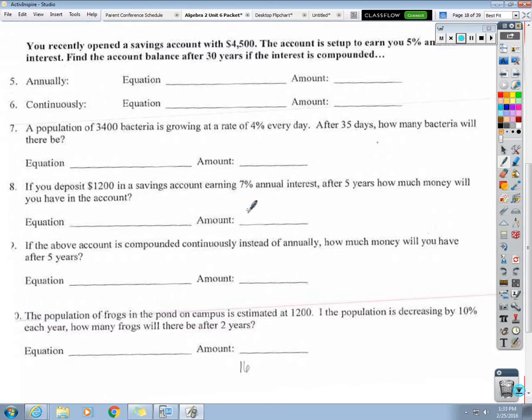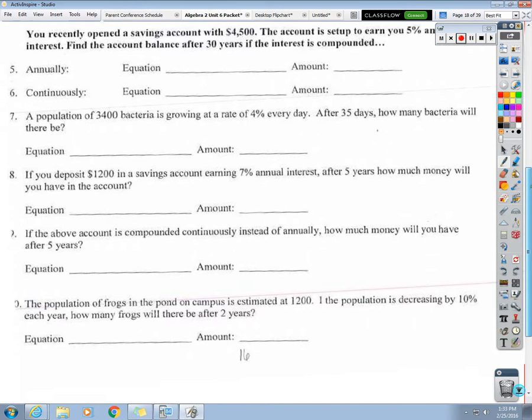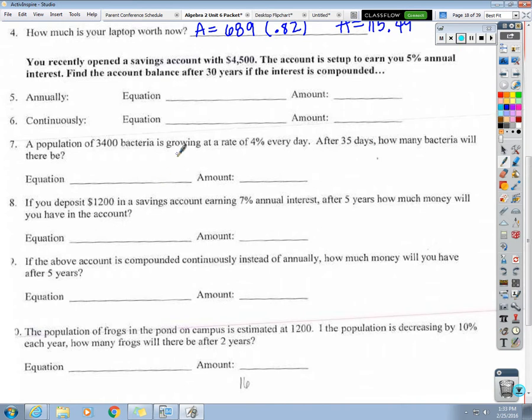You recently opened a savings account with $4,500. The account is set up to earn you 5% annual interest. Find the account balance after 30 years if the interest is compounded annually. What does that mean, compounded annually? Right, once a year. So, A equals, what's the original amount you put in? Is this a growth or a decay? Growth. You're making money. So 1 plus what? 0.05, which really you could just rewrite as 1.05, raised to the what? What is the time? 30 years. Okay, so go and calculate that and you'll know how much is in that account after 30 years.